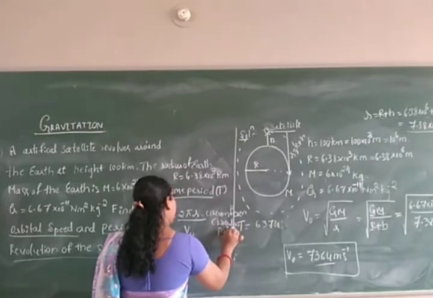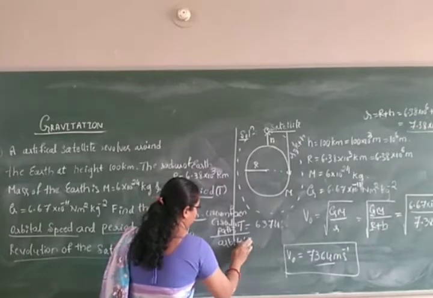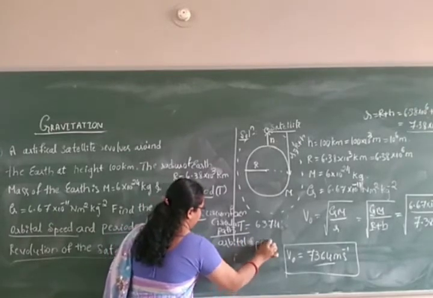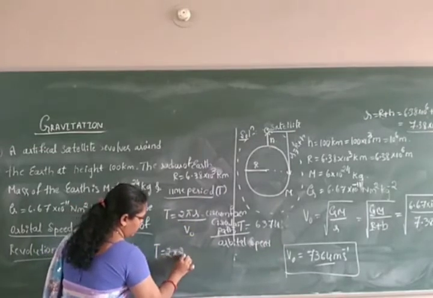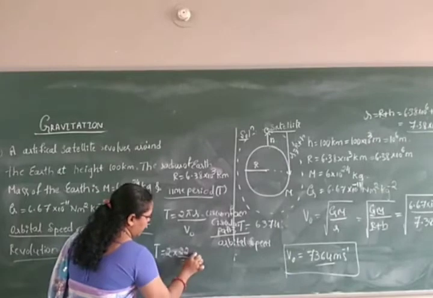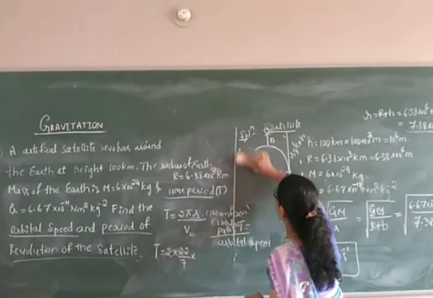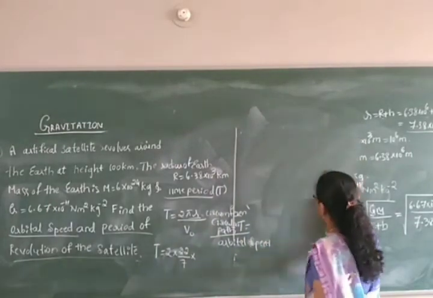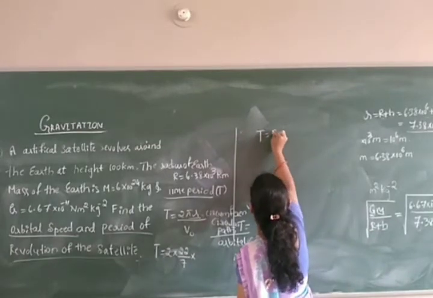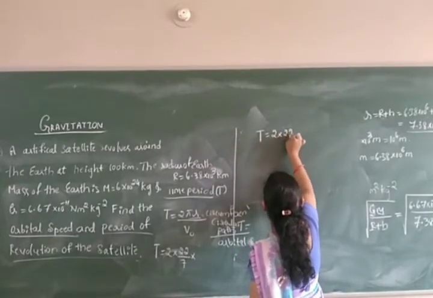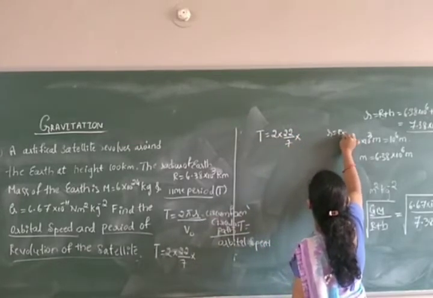Time period is the circular path divided by the orbital velocity, or orbital speed, that we will take here. So T is equal to 2 into 22 by 7 into R. R is what here? R plus H.